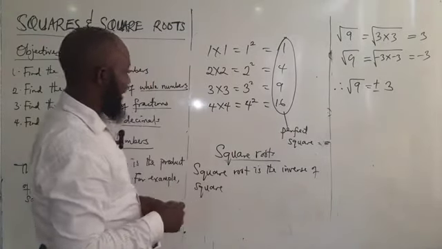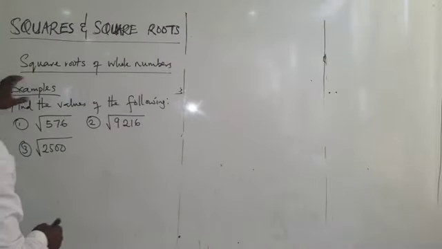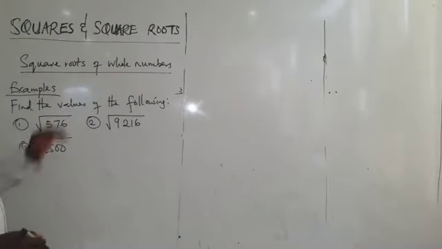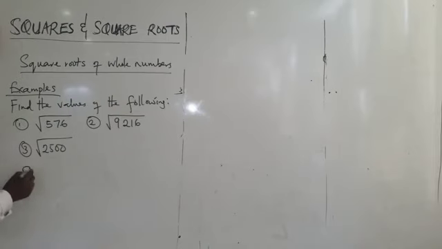Alright, let's look at that. Square roots of whole numbers. Let's start with this first example. Find the values of the following: the square root of 576, the square root of 9,216, and the square root of 2,500. How are we going to go about this? Let's look at this. Solutions.